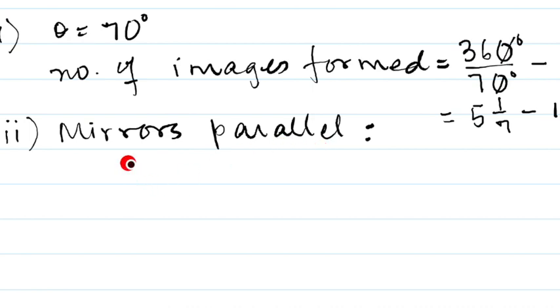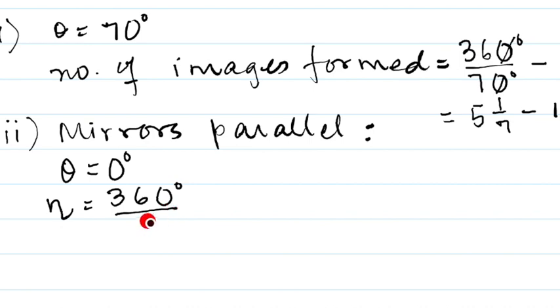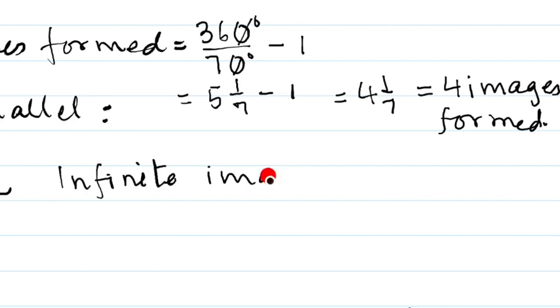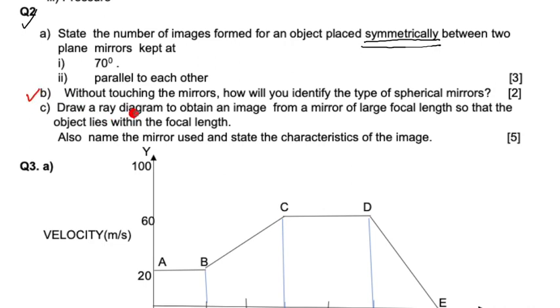Now if the mirrors are parallel, then our theta is going to be 0 degrees. So the number of images will be 360 degrees upon 0 degrees. That is going to be multiple images. So we will say infinite images formed.